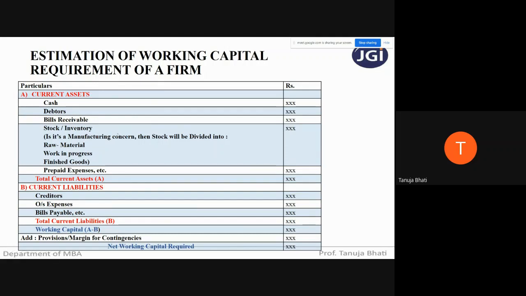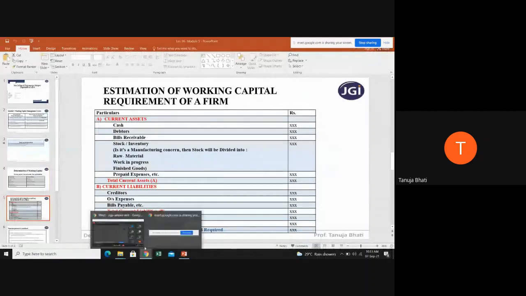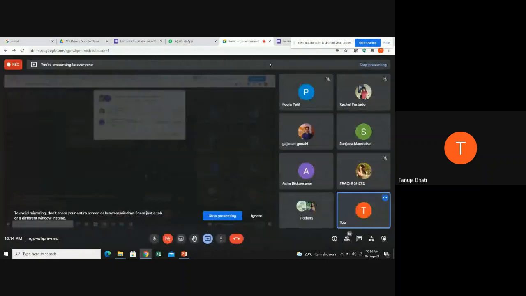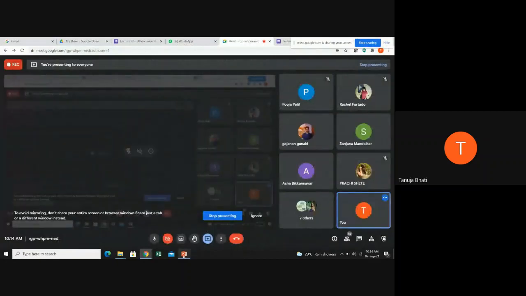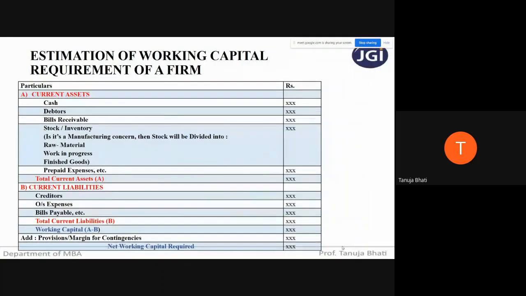Yes, students. Is this format clear? Is it clear to everyone? Okay, yes ma'am. Few students were waiting. That is the reason I had to go back.